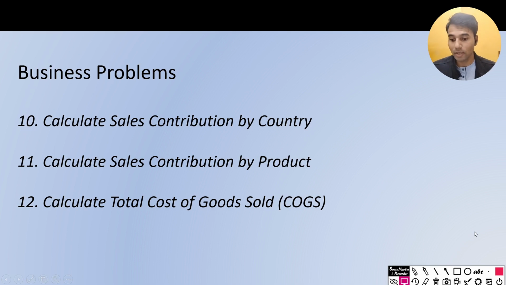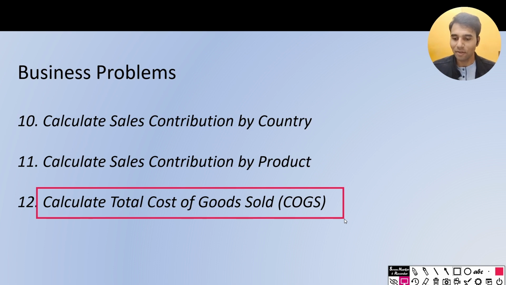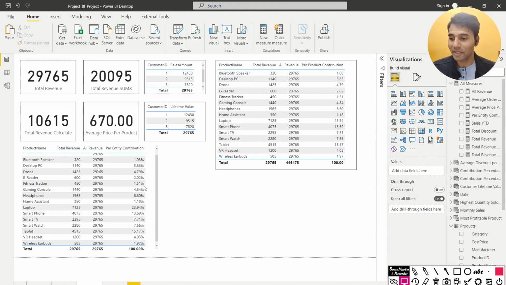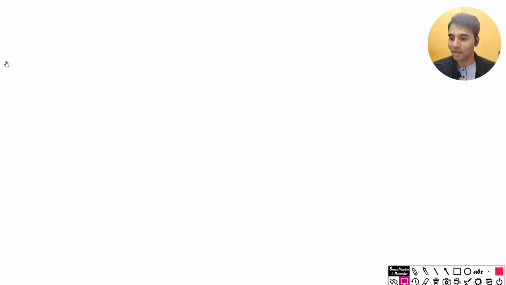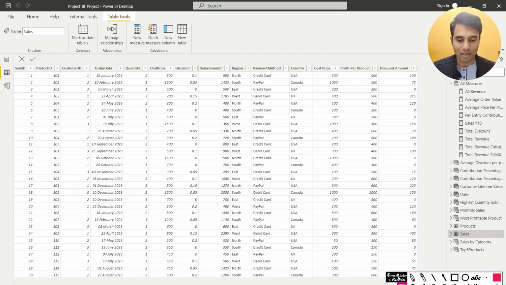So now let's move on to the last bit of this video, which is to calculate the total cost of goods sold. Now the measure for this particular problem statement is going to be very easy. But the tricky part here is what is it that you're going to aggregate? So if I go to the sales table, is the total cost of goods sold the total cost price, or is it going to be the unit price? Well, it is going to be the cost price times the quantity, because cost of goods sold is not the cost price of the product. Cost of goods sold is the cost price times the quantity.